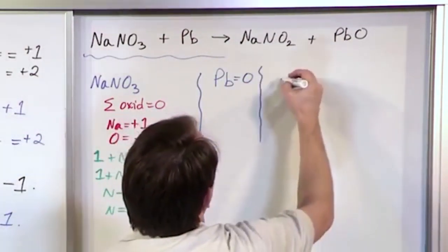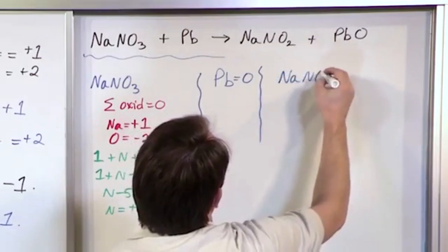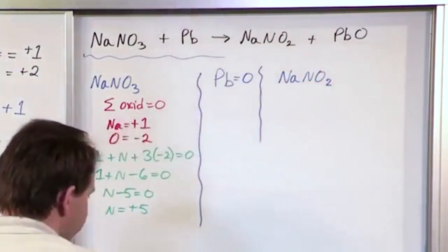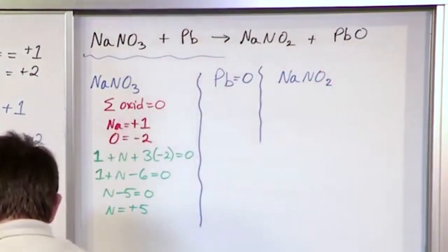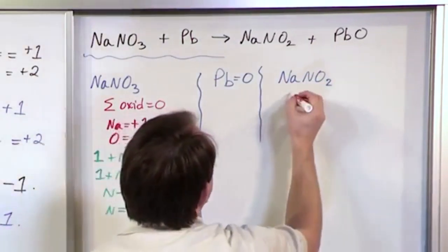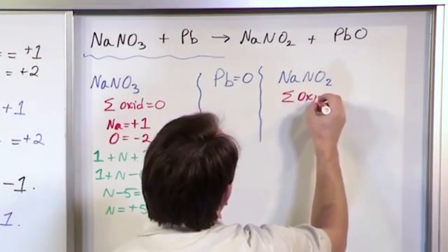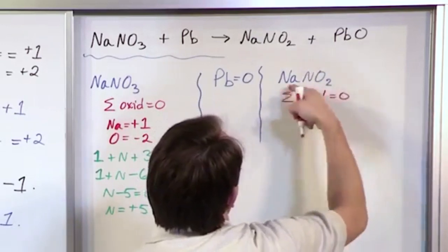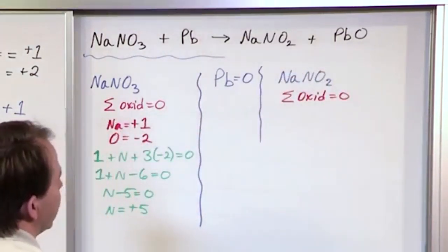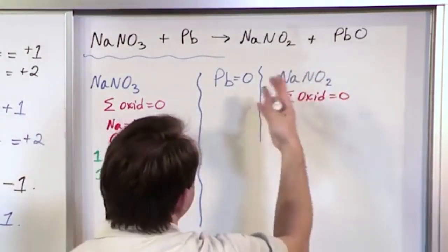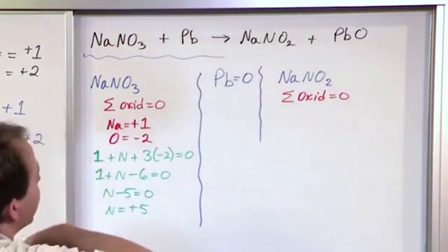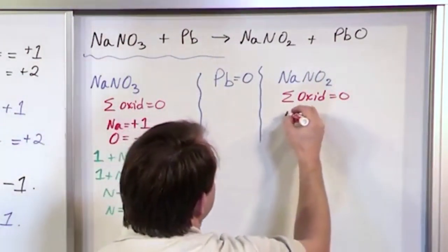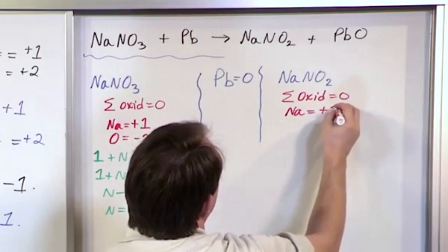All right, the next thing we're going to look at is NaNO2. And we're going to follow all the rules that we did last time. So let's do the same process again. We know that the sum of the oxidation numbers has to equal 0 because there's no charge, it's neutral. It's very similar to before. Do we have any group 1 or 2 atoms? And we do. So we know that sodium is going to be +1.